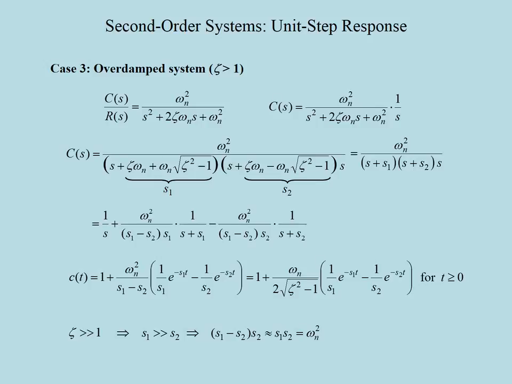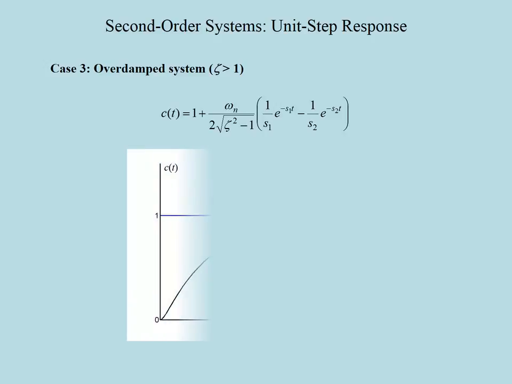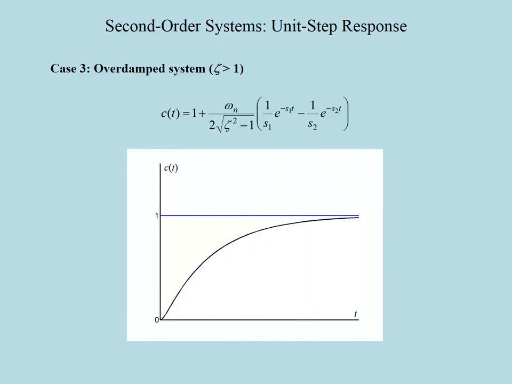Since s1 is very large, the exponential term e to the minus s1 t will die out very fast, and under these assumptions, the output will be reduced to 1 minus e to the minus s2 t. In other words, as the damping ratio gets higher and higher, the system will behave more and more like a first-order system, which you can observe in this figure showing a typical behavior of C of t.